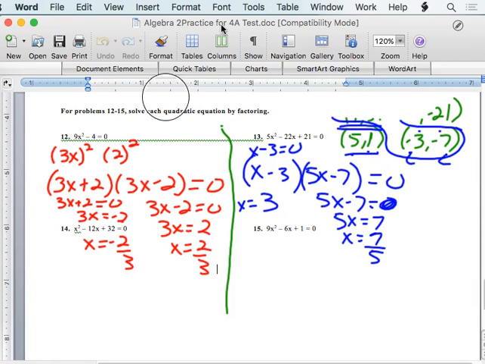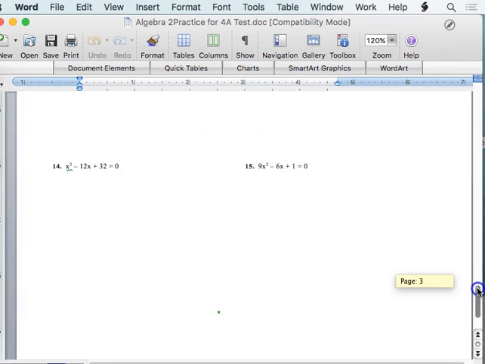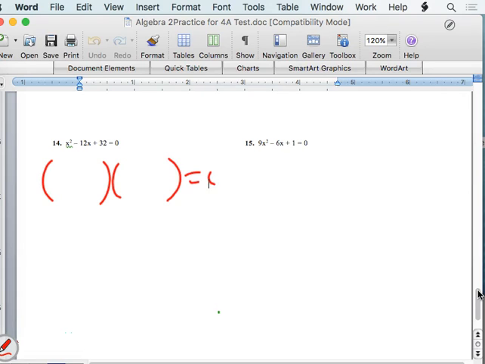Now, erase these and move this up so that we've got a little bit better angle here for the last two. Number 14, greatest common monomial factor. Nope, we don't have anything. Perfect square trinomial. Nope, there's a 32 in the back. So we're going to try some good old-fashioned factoring with this one. x times x gives us x squared. And then we just need to think of two numbers that multiply to 32 and add to negative 12. Negative 4 and negative 8.